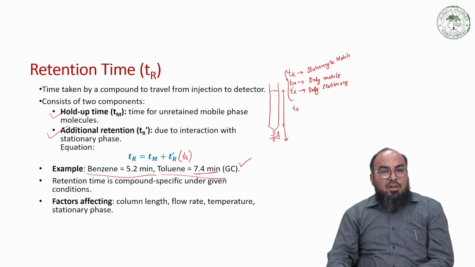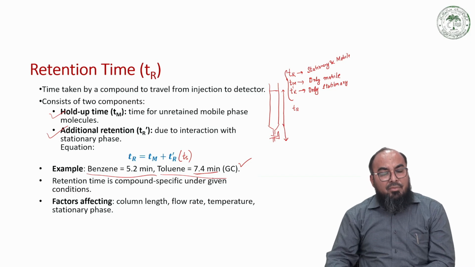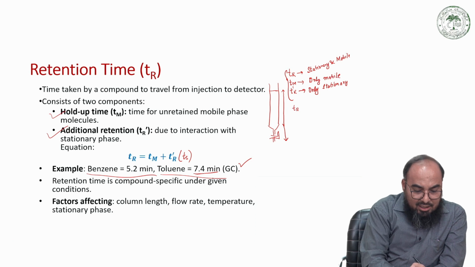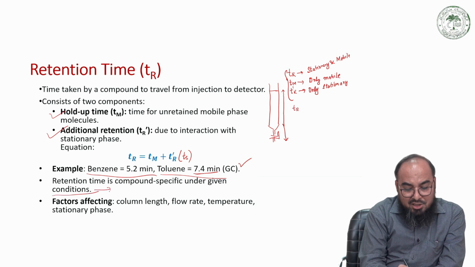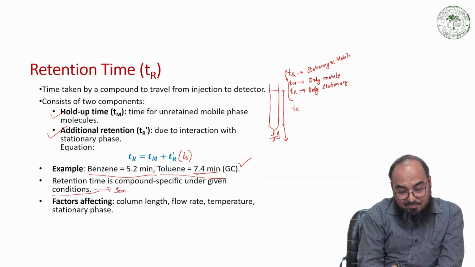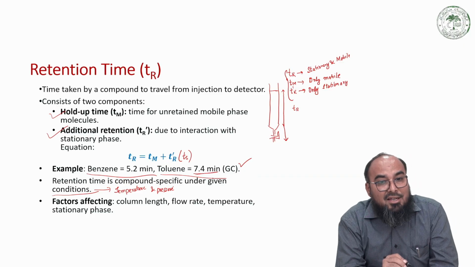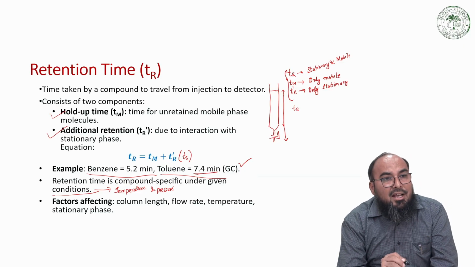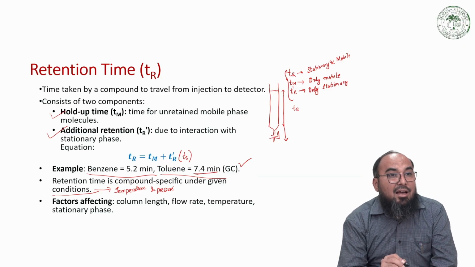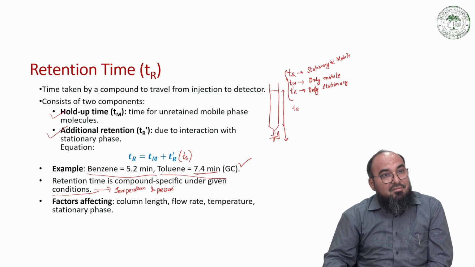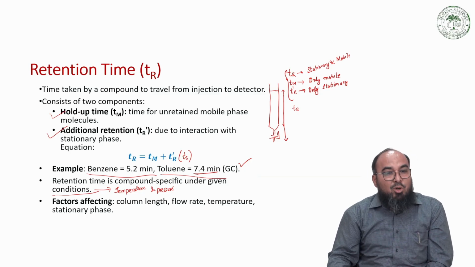So what we infer is that the retention time of any compound is specific under given conditions. Now, what are the given conditions? Of course, it is the temperature. Again, temperature can affect, and the pressure. Now, we can say that KD and these are thermodynamic in nature. They are thermodynamic parameters. They are not simple parameters.